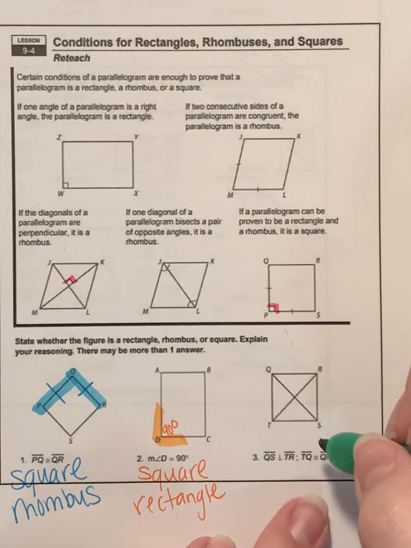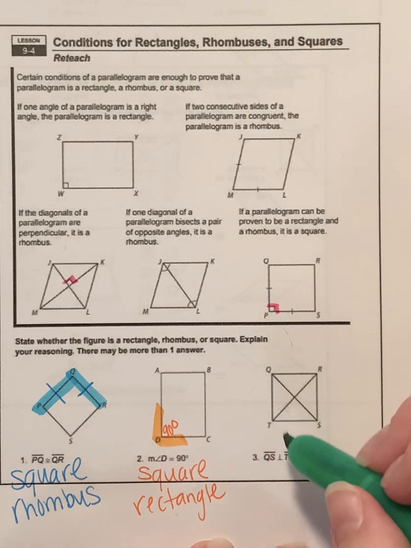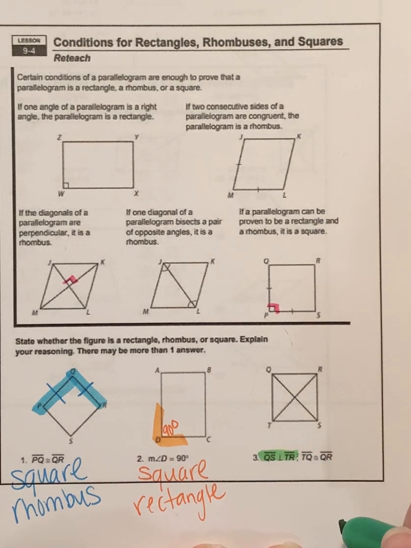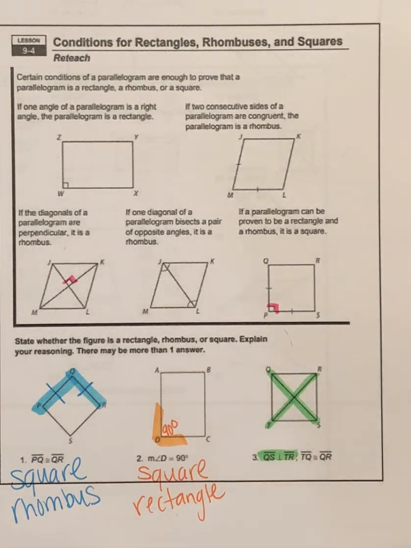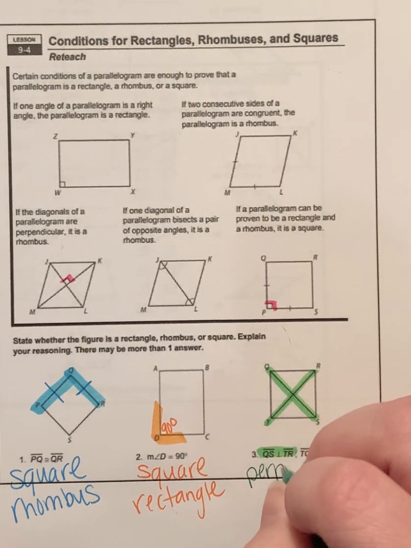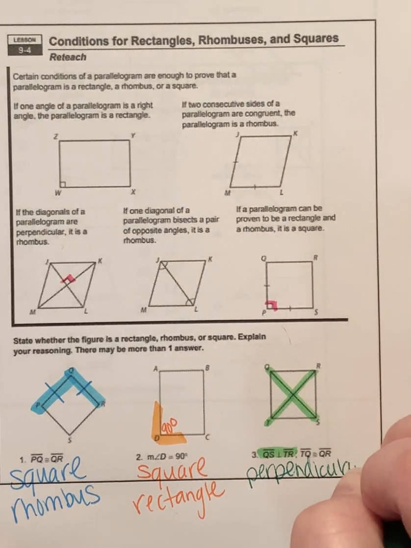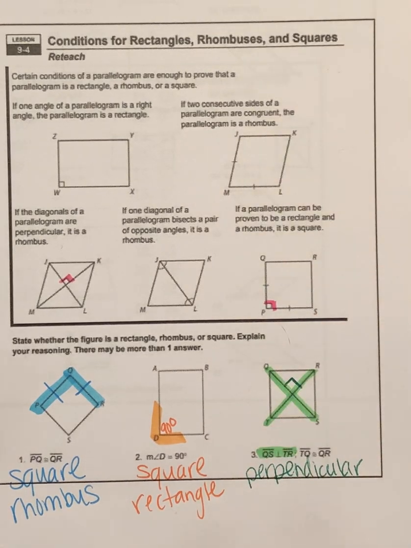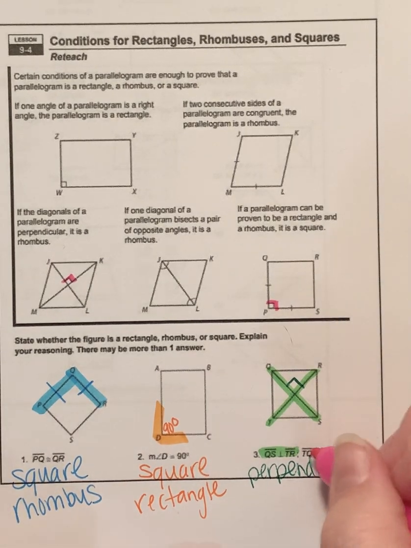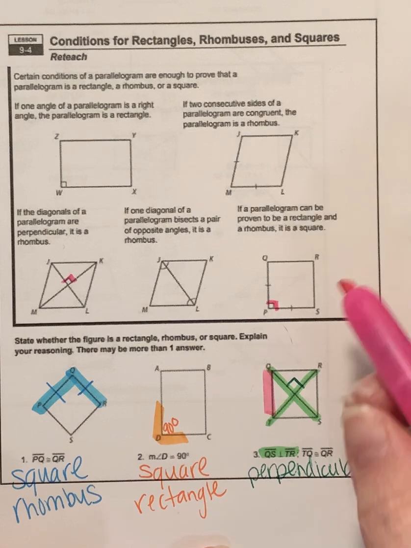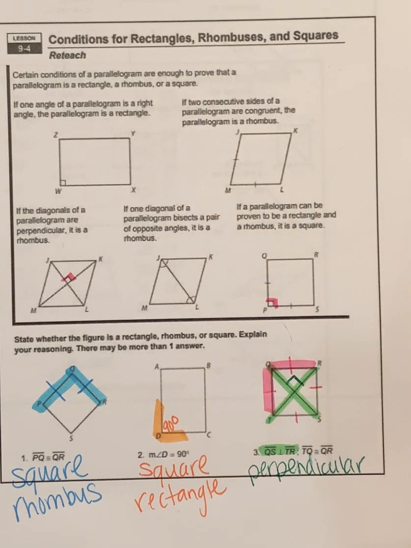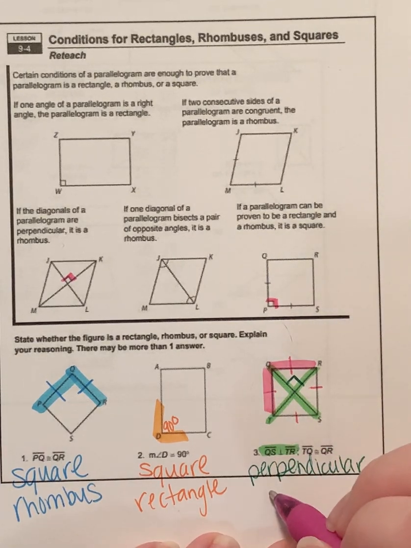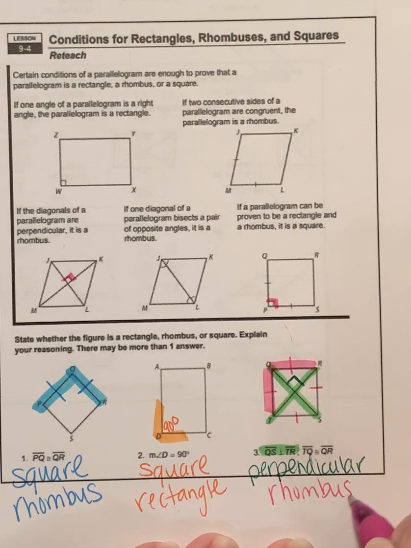All right, so now here it gives us 2 pieces. The first thing it says is that QS is perpendicular to TR. So that means that these two diagonals are perpendicular, meaning they make a 90-degree angle. And then it tells us that TQ is congruent to QR. So I know that the sides are also congruent, which means that this is a rhombus or a square.